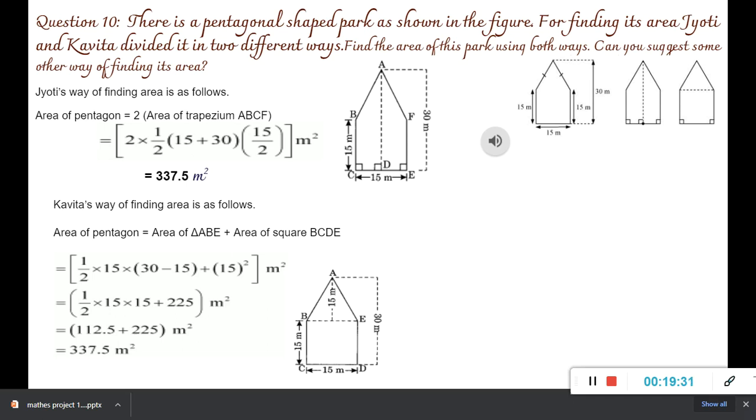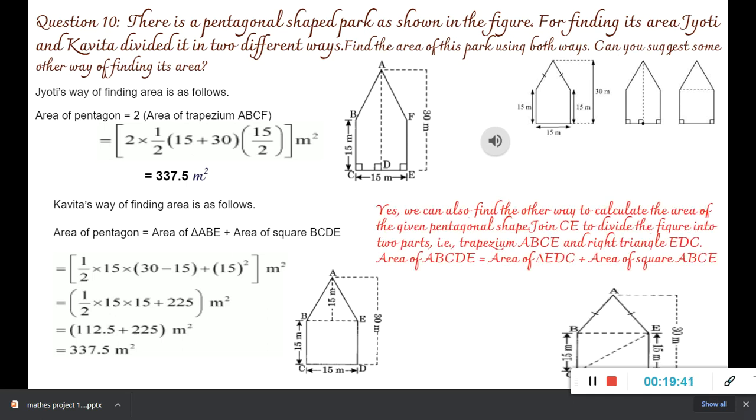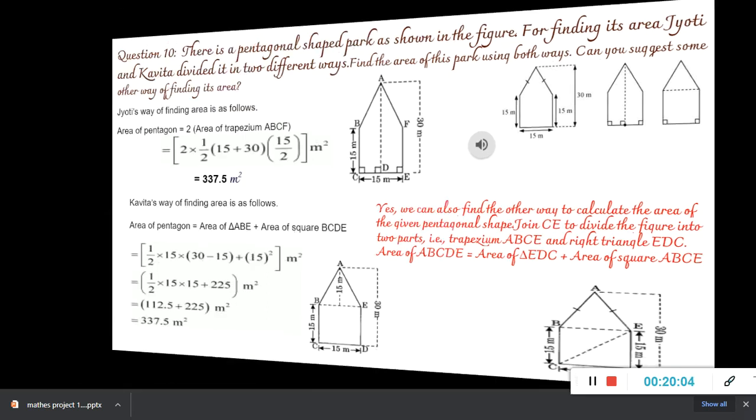Now here is a third way we can find it. We can also find another way to calculate the area of the given pentagonal shape. Join CE to divide the figure into two parts: trapezium ABCE and right triangle EDC. So how could we find the area of ABCDE, that is the pentagonal shape? It is equal to the area of triangle EDC plus the area of trapezium ABCE. Clear?